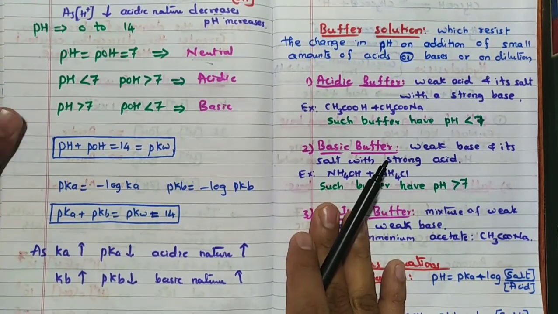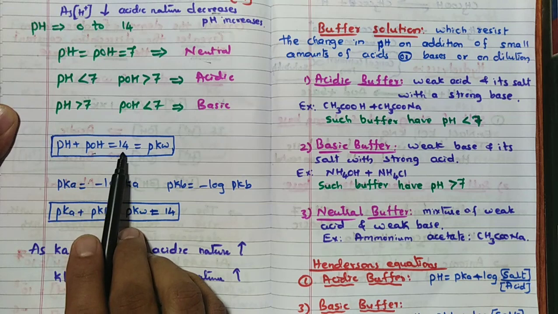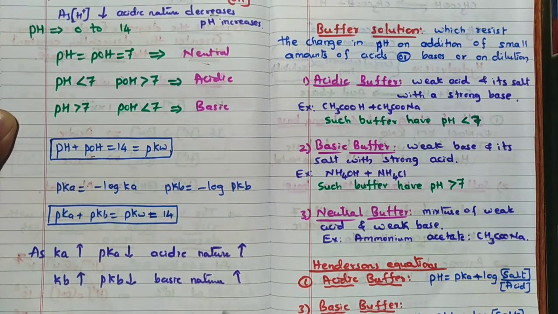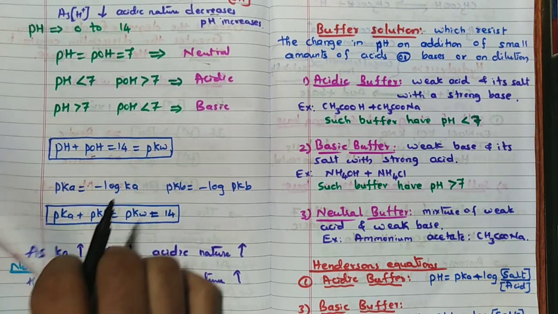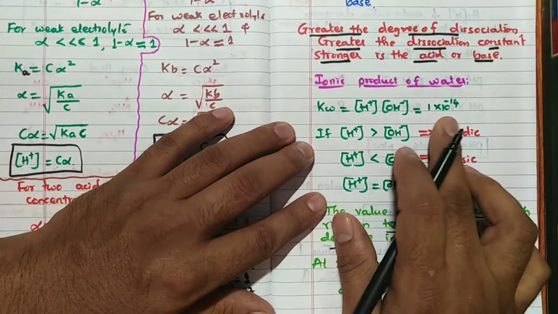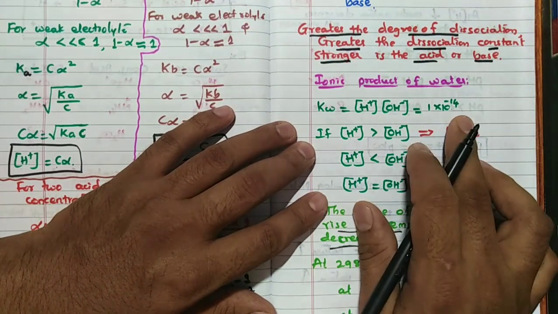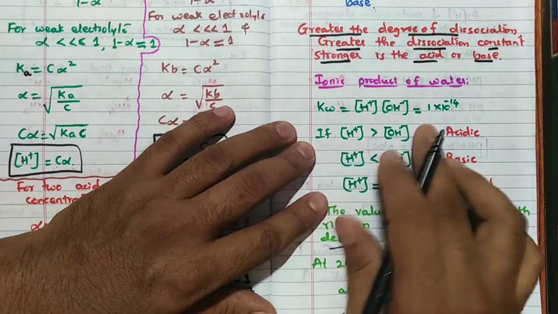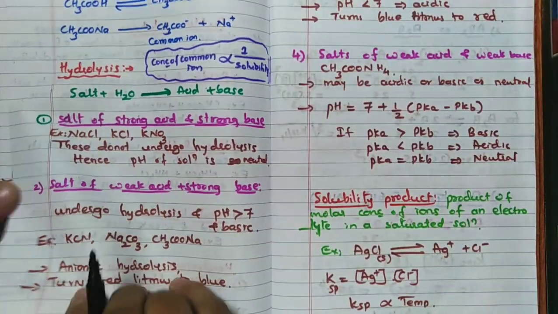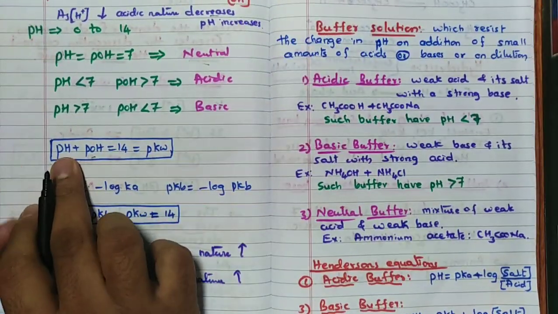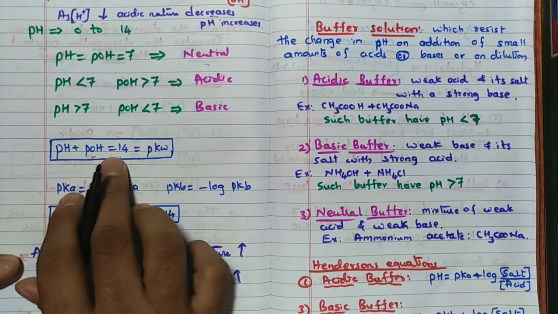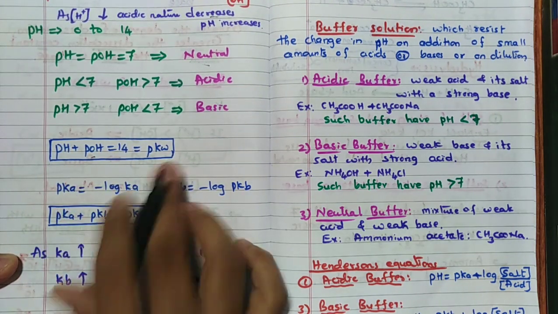Then this formula you remember: pH plus pOH is equal to 14, which is equal to pKw. Because here we have written H plus times OH minus is equal to 10 to the power minus 14. Apply minus log on both sides, and you will get minus log of H plus, that is pH, plus minus log of OH minus, that is pOH, is equal to 14, which is pKw.